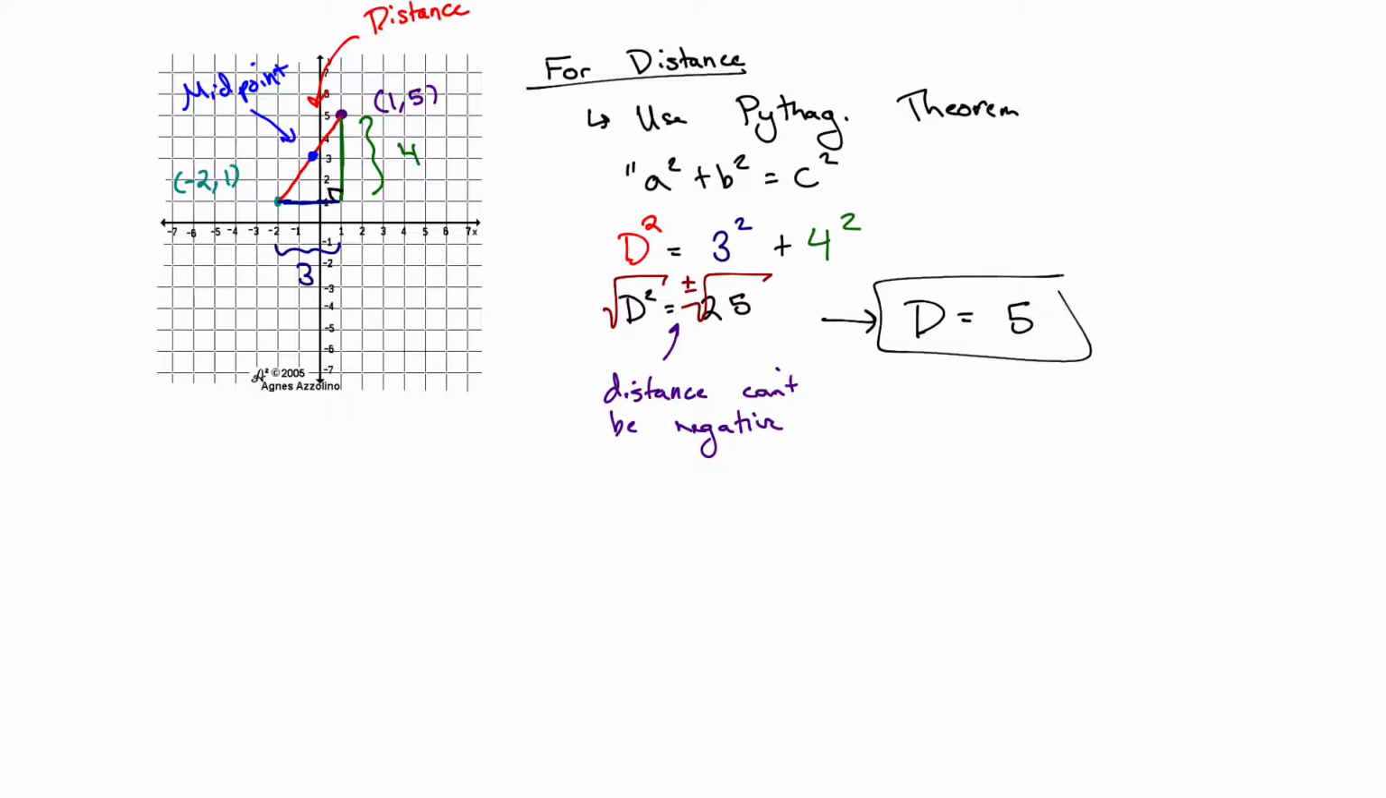For the midpoint in this situation, that's a little bit trickier because how do we eyeball that point? Well, think about the x values and the y values of this thing. By definition, since it's the middle point, that means that it should have the x value that's in between negative 2 and 1, and the y value that's in between 1 and 5. And so that's what I'm going to write.